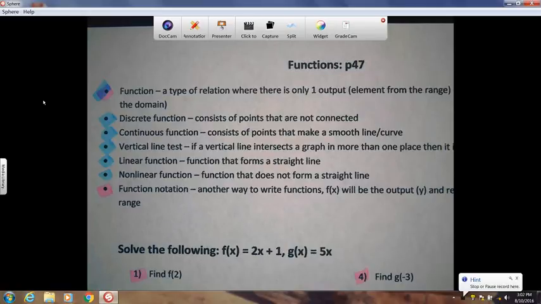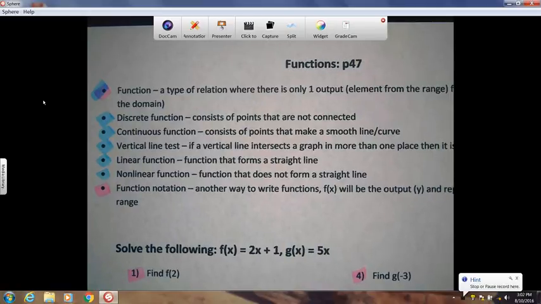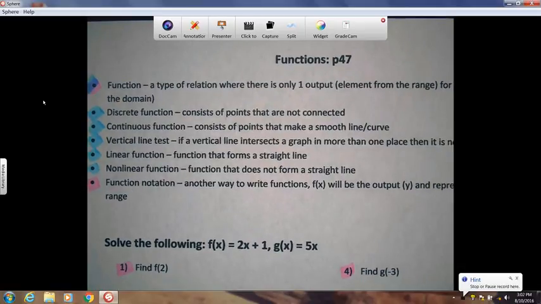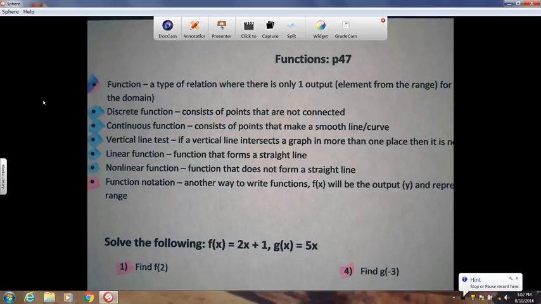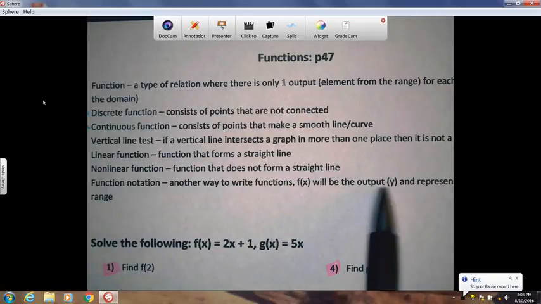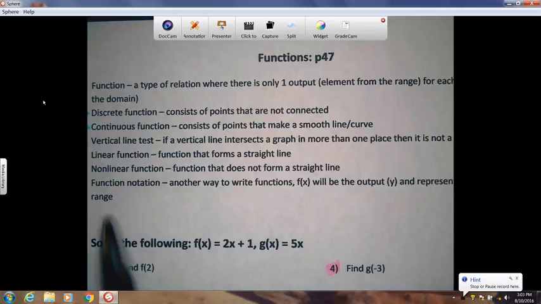So for a function, we're looking at a type of relation where there's only one output for each input. So there's only one element of the range for each element of the domain. That sounds a little complicated, but once you get the words, you get the hang of it, it'll be pretty simple. Function notation is another way to write functions. That's f of x. Y is the output, which is also f of x, and it's an element of the range.